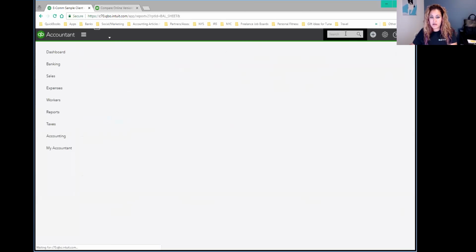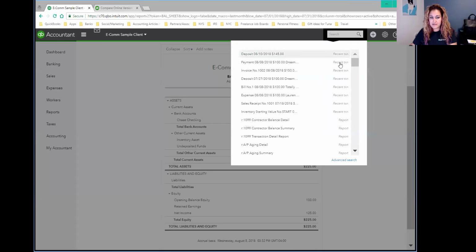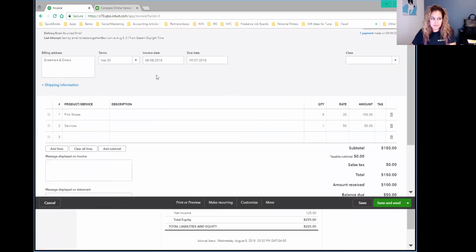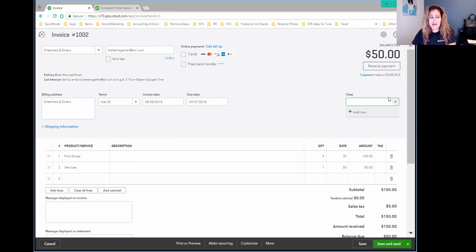So another cool thing is this search bar up here. You can see the last things that you've done. So you're like, oh, what did I just do? I made a mistake. You can go find it. So let's say I want to take this invoice, and now I want to assign a class to it. So Dreamers and Doers, let's say, and you can classify anything. So this is completely up to you.